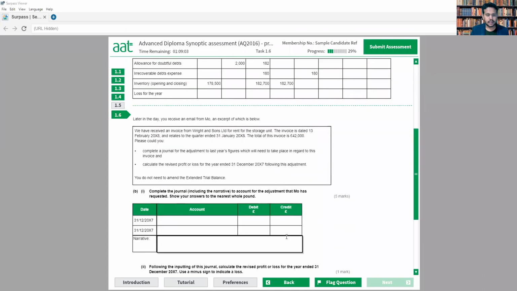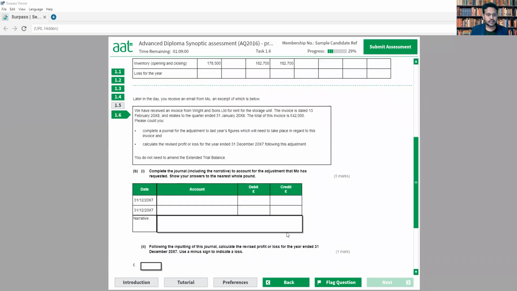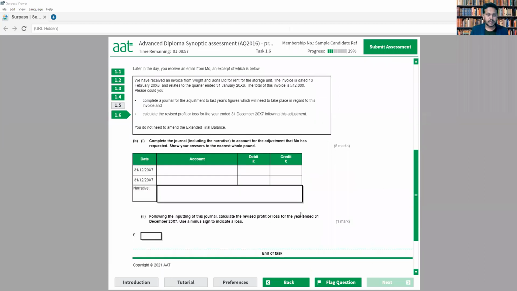The next one we have here is for the adjustment. Let's have a look at what adjustment they're asking. So they're asking here: later in the day, you have received an email from Mo, an extract of which is below. We have received an invoice from W&S Limited for rent for the storage unit. So it's like you receive an invoice from one of the suppliers for the rent. The invoice is dated 13 February. It's very important because in the adjustment question, the date is very important.